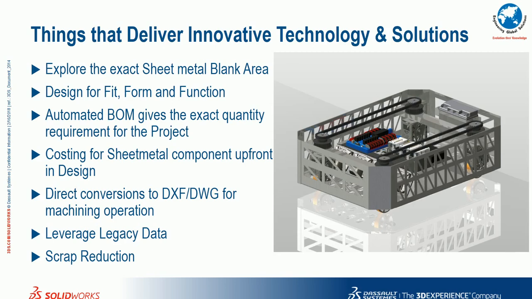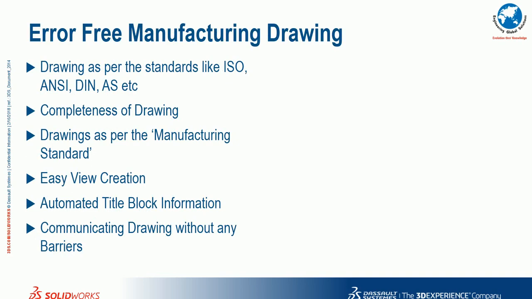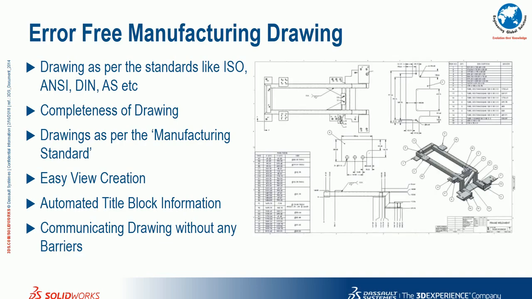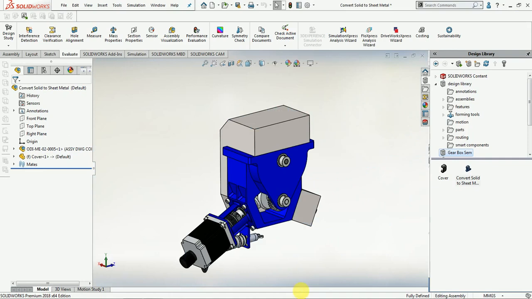What are the things we design? We can create a 3D model from the building block of a sketch to the validation of my product, how it will react in my real-time environment, and also how to create error-free manufacturing drawings that conform to standards like ISO, ANSI, etc. How to create automated title block information so that manual errors can be radically reduced, and communication can be easily engaged between the designers and the software people.